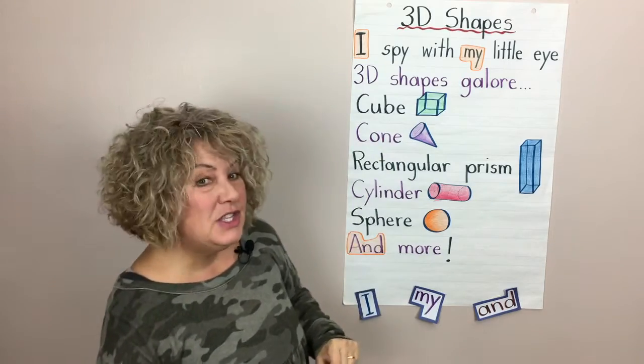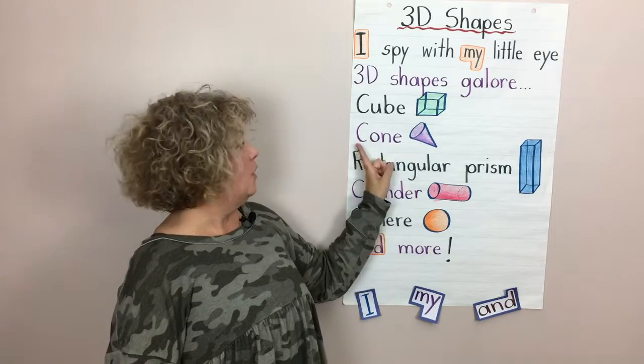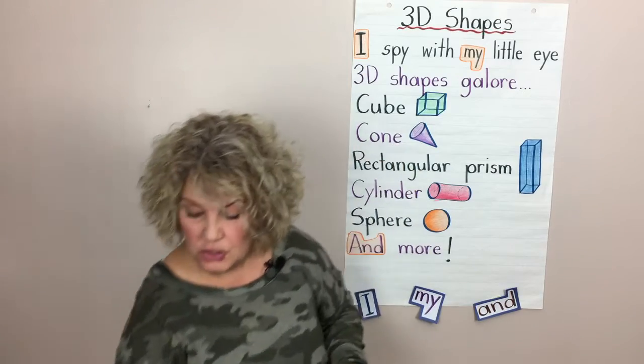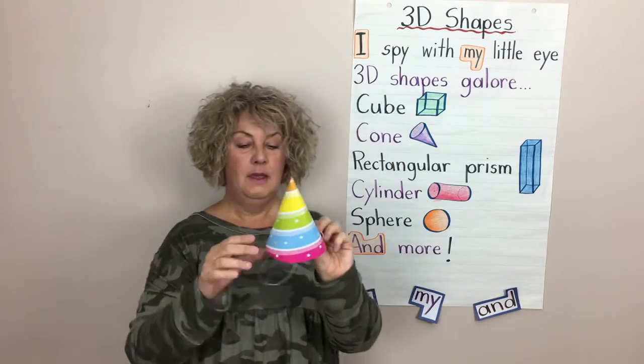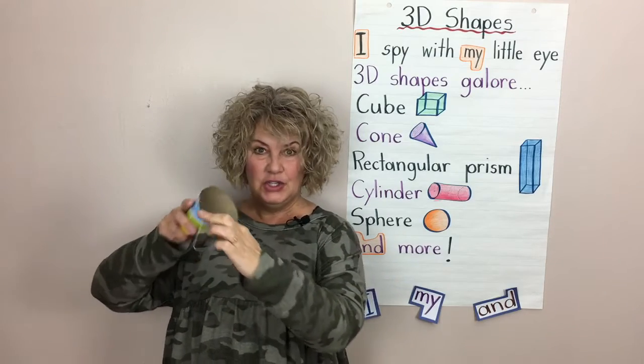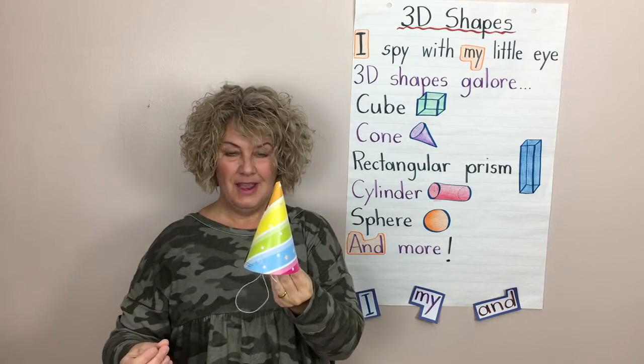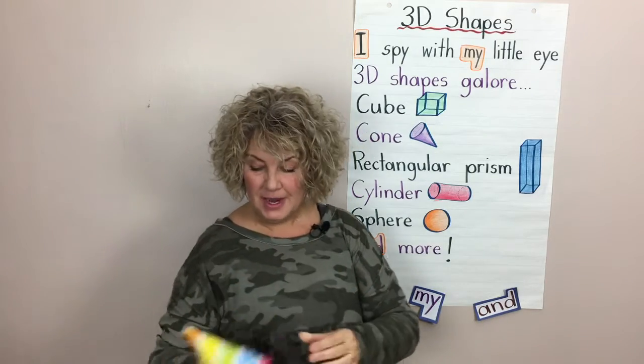Great. The next 3D shape that comes up in the poem is a cone. I'd like you to say cone. Great. And I'll show you an example of a cone. It's this birthday hat here is a cone shape. A cone shape has that circle on one end and then it comes up to a point at the other end. That's a cone. All right.